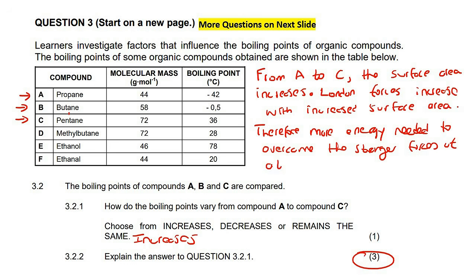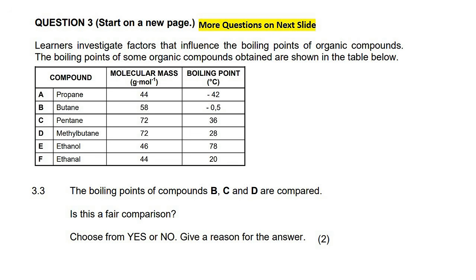The next one says that the boiling points of compounds B, C, and D are compared. Is this a fair comparison? B, C, and D. And then it says choose from yes or no and then give a reason. Well, it was definitely a fair comparison to compare all of these earlier because they were all the same kind of shape. For example, they were all in a straight line and they were just increasing the length.